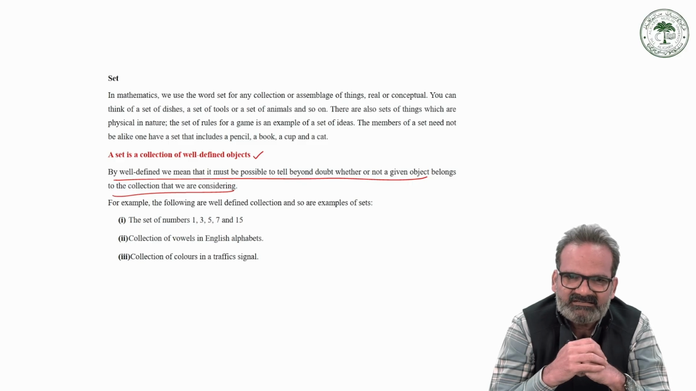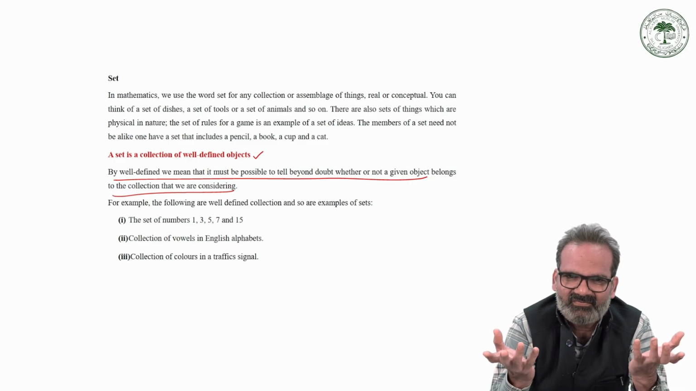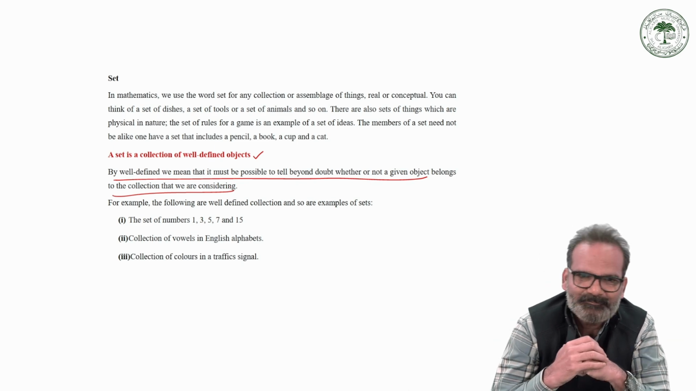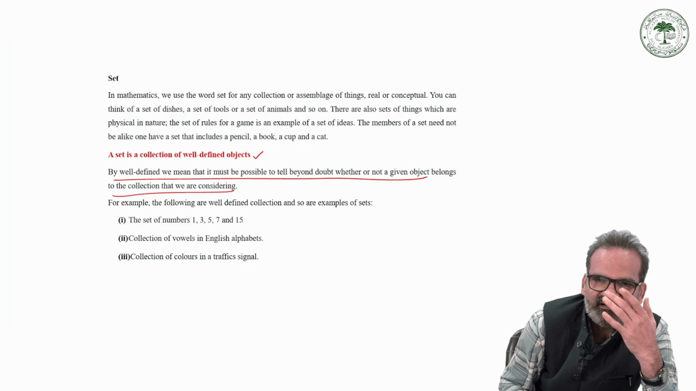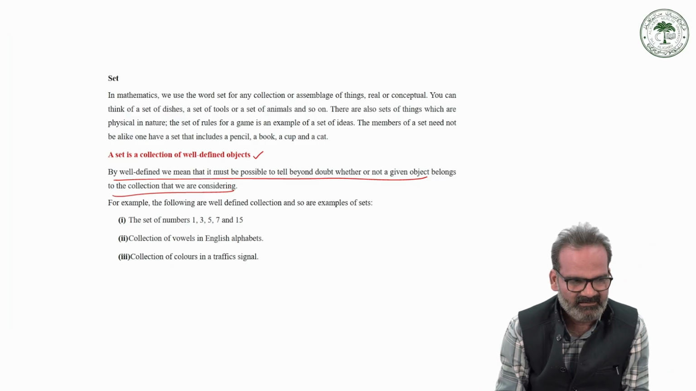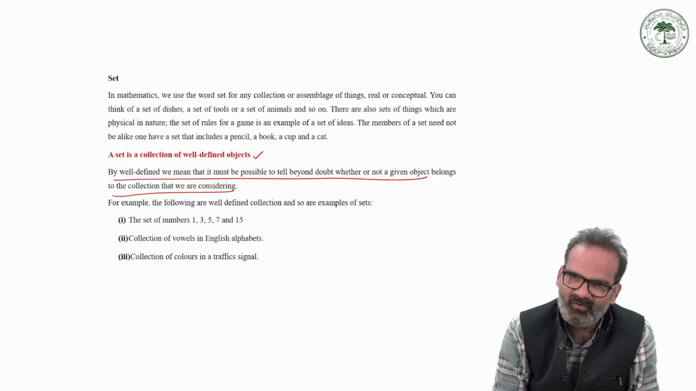Collection of colors in a traffic signal. The colors in a traffic signal are also well defined. So that is why this collection is also called a set. So these are the 3 examples which illustrate the basic idea of the definition of a set.